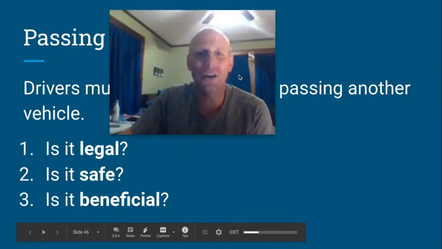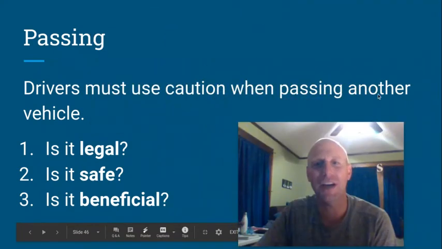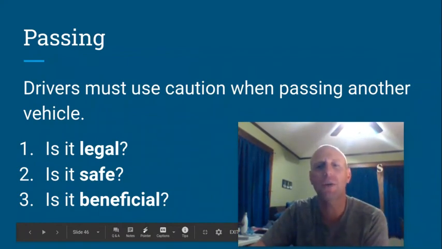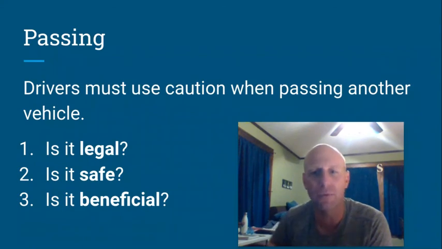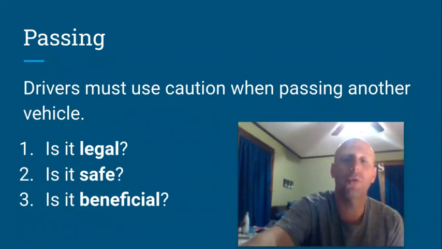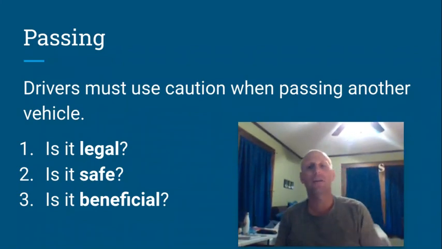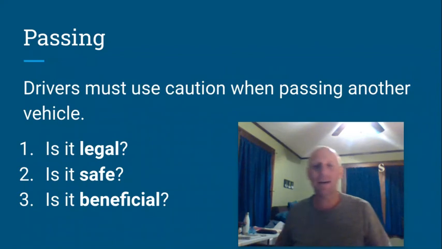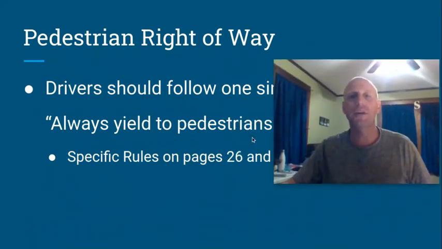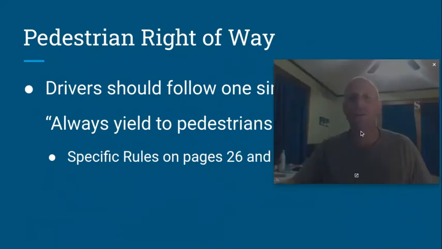So, we are going to be continuing chapter 4. We're moving on from right of way. Last week we talked about all sorts of different right of way situations and even a little bit of pedestrian right of way. And you might remember that our number one rule for pedestrian right of way is that anytime you as the driver of a vehicle are interacting with pedestrians, the rule is you should always yield to pedestrians. That's right, always yield to pedestrians.